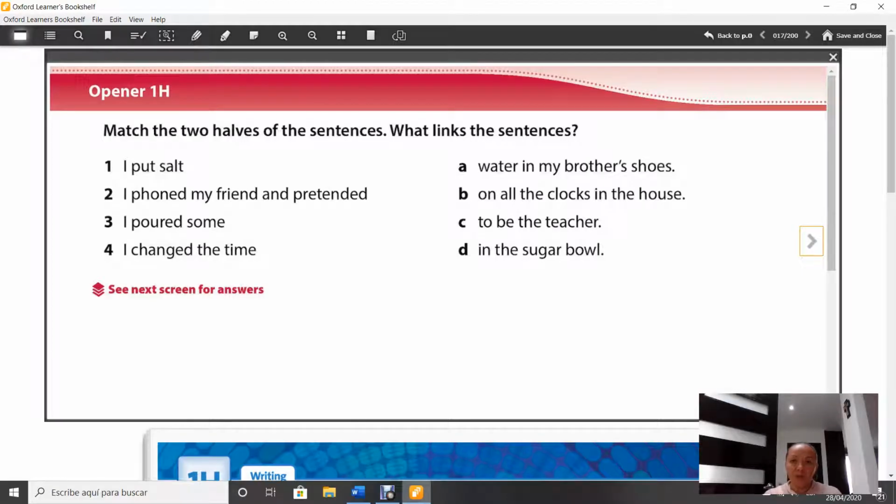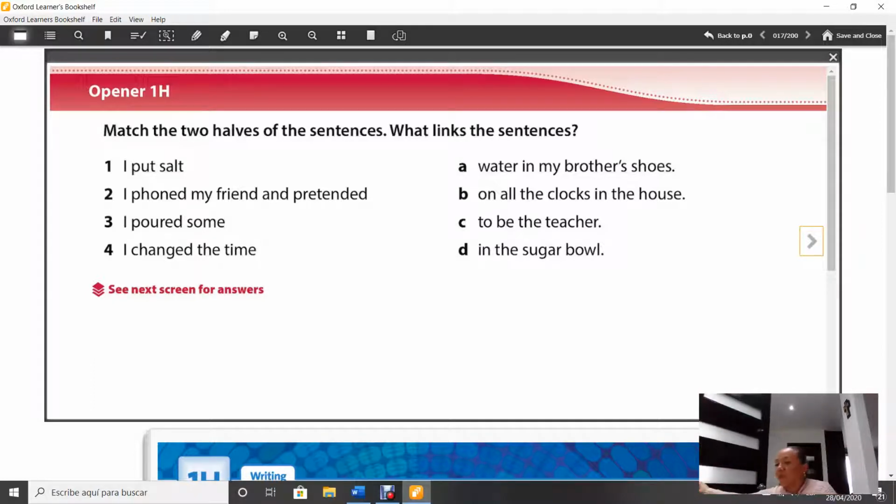Hello, everybody. Good afternoon. Today we're going to finish with our Unit 1. We're going to check our last lesson from this unit. So please, I want you to open your student's book on page, it's lesson 1H. The page is 17. Okay?